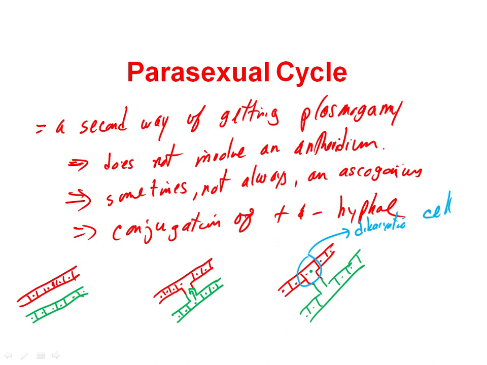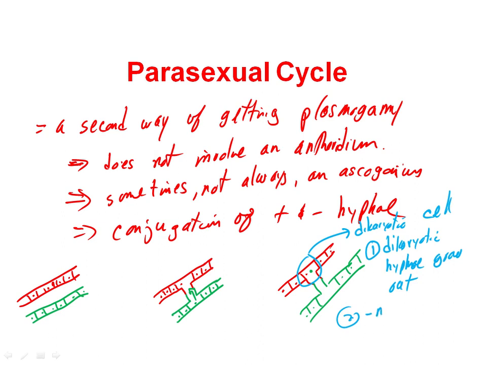And one of two things happens. So the first thing that can happen is that dikaryotic cells can grow out of that. Dikaryotic hyphae just grow out of that new cell. So the dikaryotic hyphae grow out. And the second thing that can happen is really weird. The male nuclei can divide and migrate.